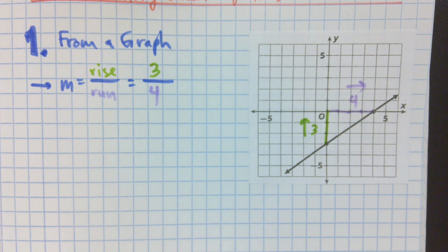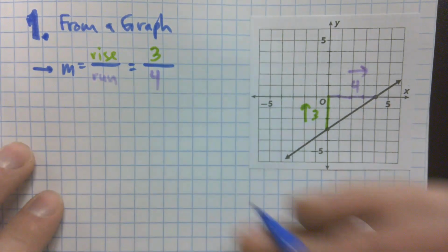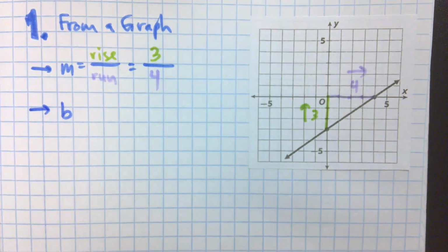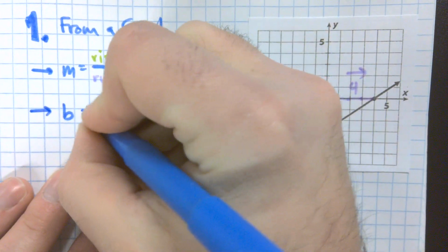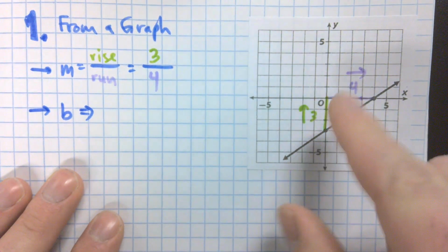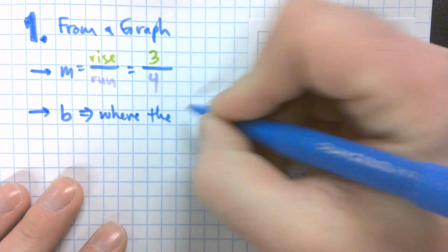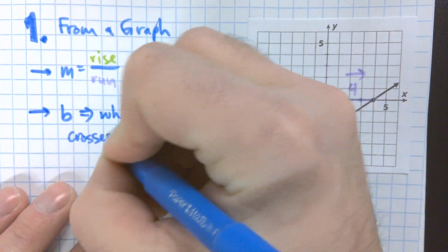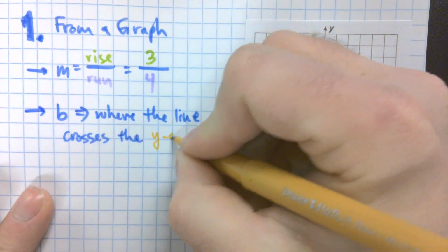Nothing's changed. Right? Same exact thing we talked about yesterday. Rise over run to find our slope. But now, we've got to find our B. And when we have a graph, it's pretty obvious where our B is. We just look for where the line crosses the y-axis.